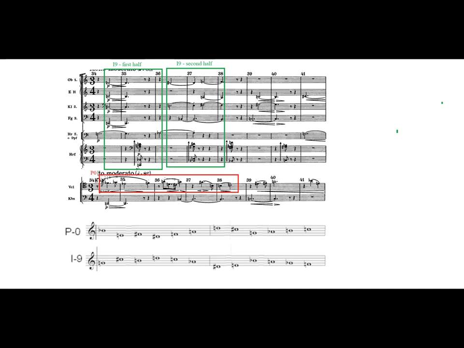And in fact, the cello melody is based on the prime form of the row, and the chords that accompany it, in a technique that a lot of serial composers use, are made up from segments from the row. So the first chord is made up from the first 6 notes of the row, I9, and the second chord is made up from the second 6 notes, or hexachord.